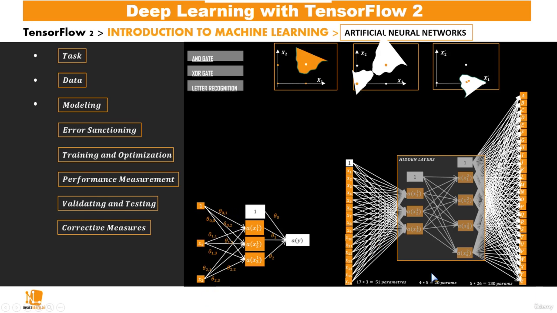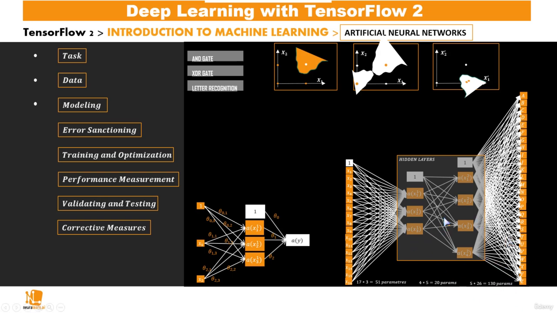Between the 2 hidden layers, we have 4 inputs and 4 outputs. So instead of this 5, here we should have 4. And hence we have 16 parameters. While here we have 5 inputs and 26 outputs. So we have 5 times 26, 130 parameters. Hence the term deep neural networks.